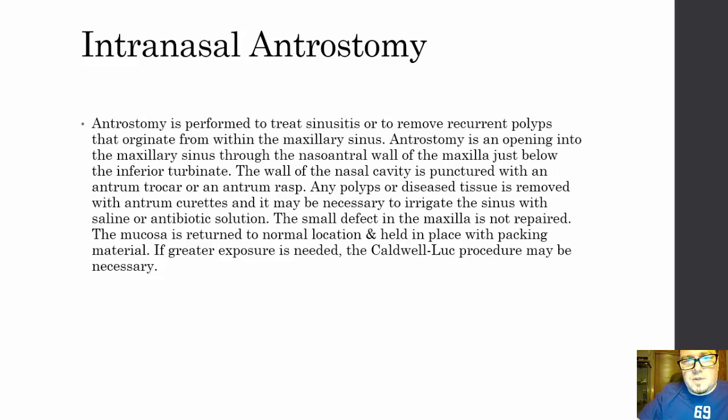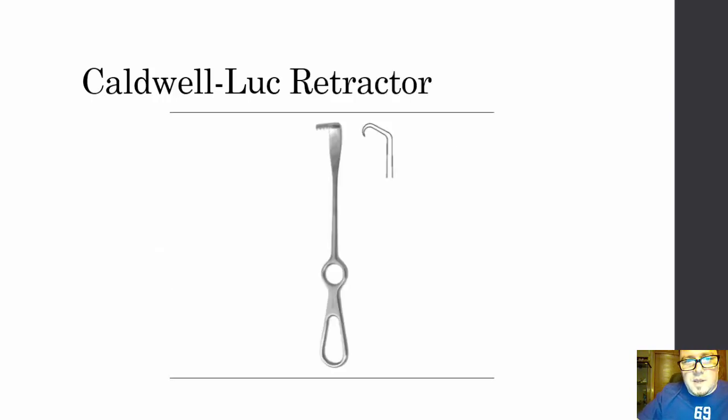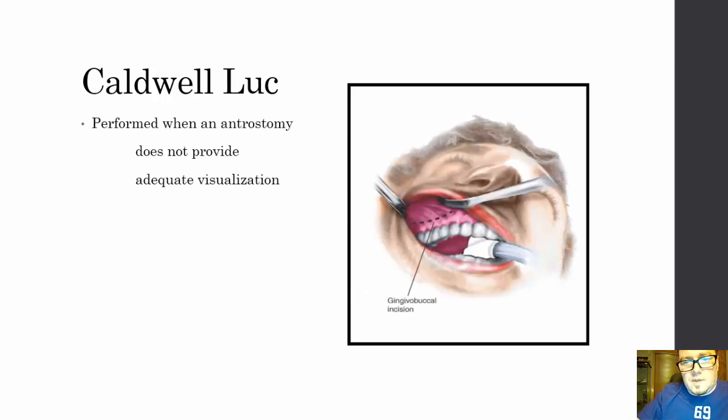If they can't get good exposure, they're going to do a Caldwell-Luke procedure, which is, I have a picture coming up, a different approach that comes over the canine teeth to get back up into that maxillary sinus. And there's a Caldwell-Luke retractor for lifting up like that. So that incision is going to come over there and come right across above those teeth. We don't do these in pediatric patients that haven't had their permanent teeth come down yet, for obvious reasons, because we're going to impede the progress of that happening. So you have to have your permanent teeth in before you can use this approach.